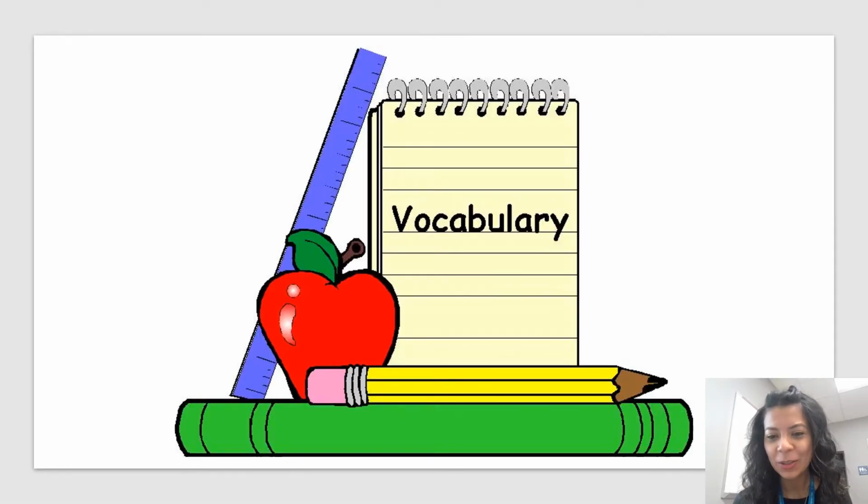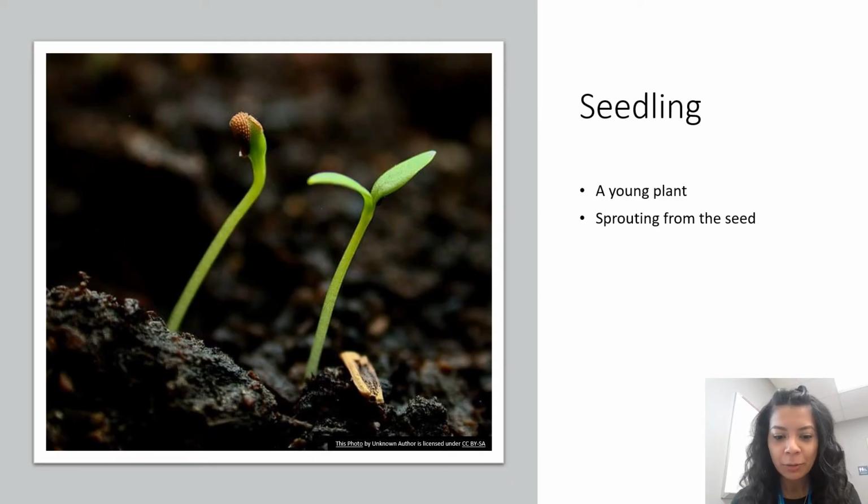Before we continue, let's go ahead and go over some vocabulary words. Our first vocabulary word is a seedling. And a seedling is a young plant. It is sprouting from the seed. So here we see a baby plant. We see that the plant is still very short, doesn't have many leaves, and it doesn't have a flower either. A seedling is a part of the plant that is just growing from the seed. So it just means it's a young plant.